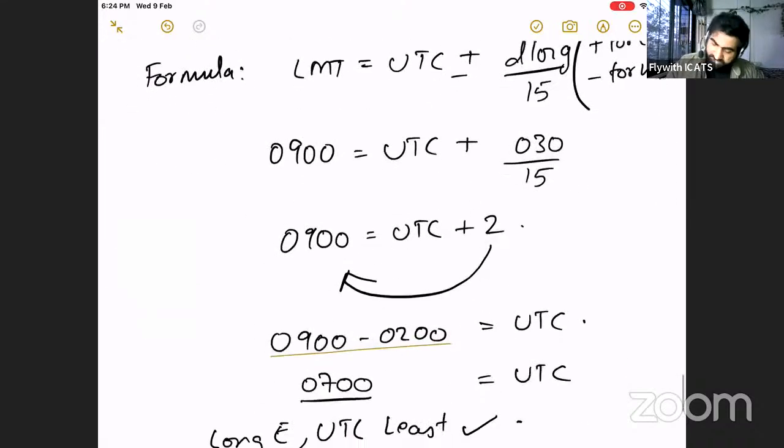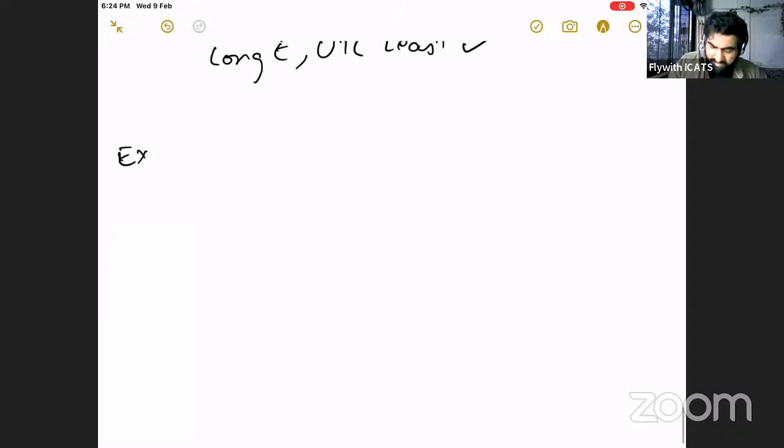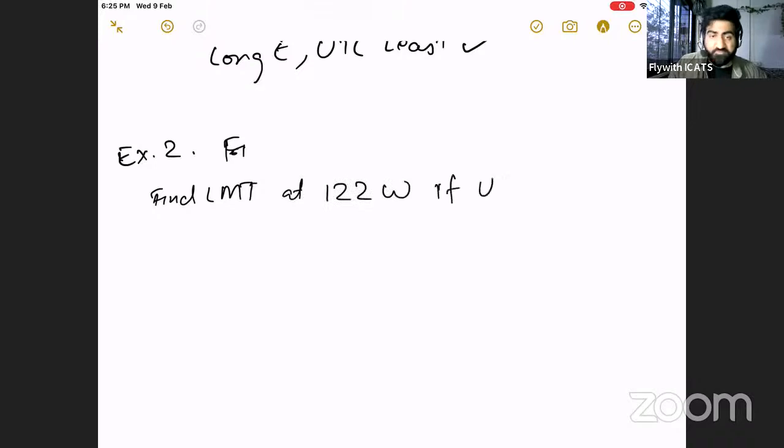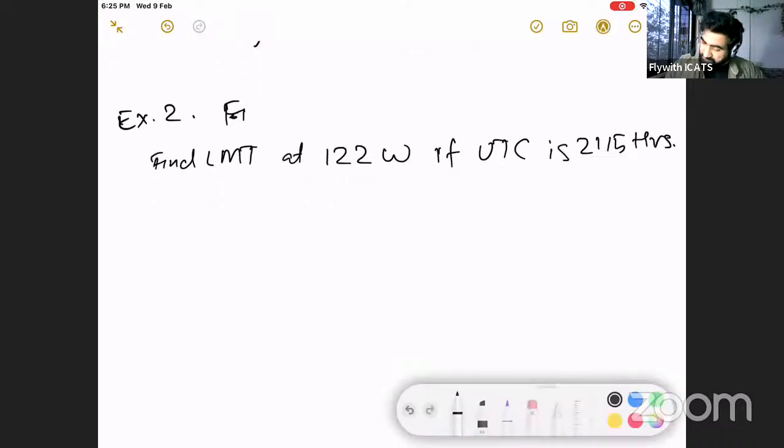Okay, good. Do the next sum quickly. Now we'll get very fast with our calculations. I think your basics are strong. So I think now it'll be good. Find LMT at 122 west if UTC is 2115 hours. I should make the numbers clear.